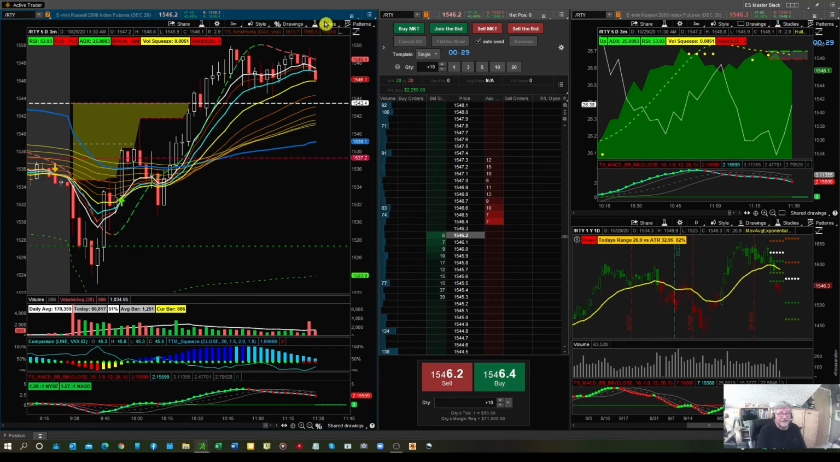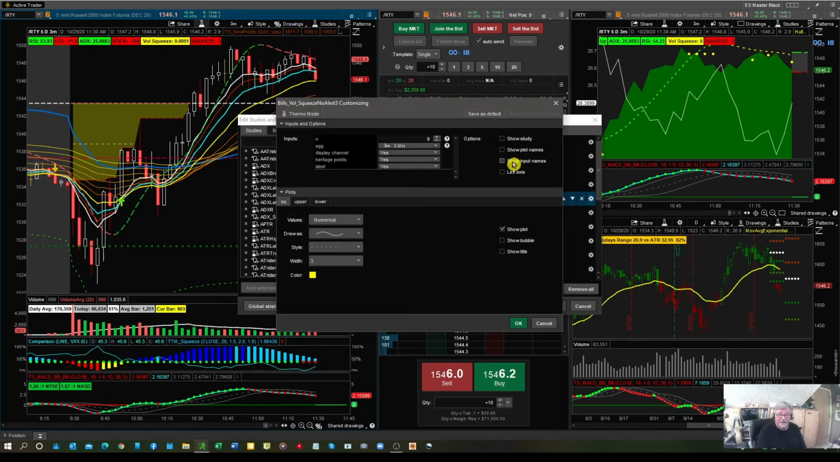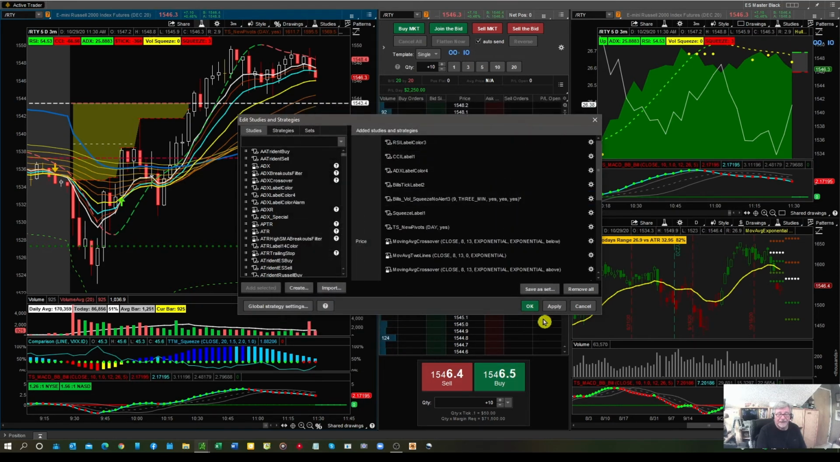The final study that I'm going to throw up here is another interesting study. It's called the vol squeeze, and you can set it. It has to be set to the current time frame of the chart that you have it on, and in this case it's set to 3 minutes. And I'll show you how I use this.